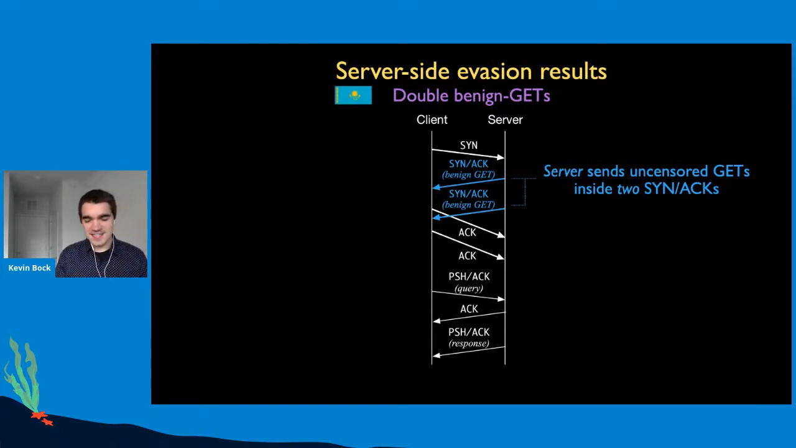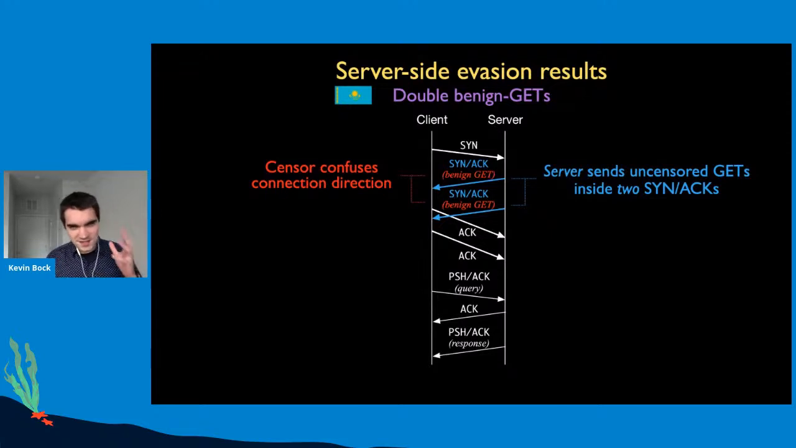But this is an example of a turnaround attack. The censor sees these double GET requests coming from the server. And this is enough for it to confuse the direction of client and server in its mind. It now thinks the server is actually the client, and the client is actually the server. And it's like, oh my goodness, I must have missed something. And this is enough at this point that the client can now make its query. And the rest of this flow can continue uncensored.